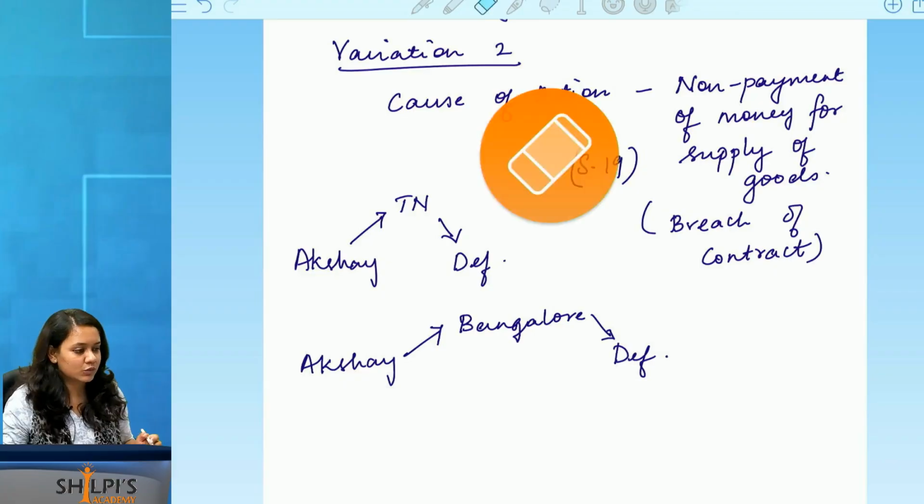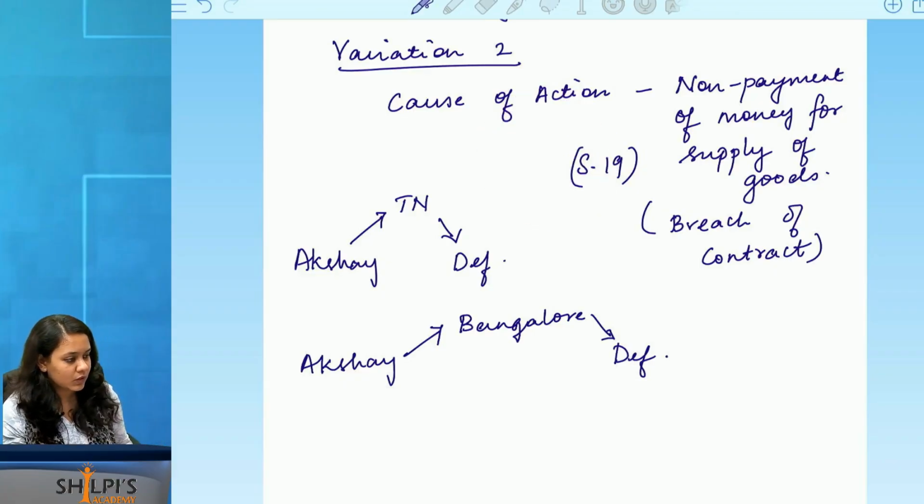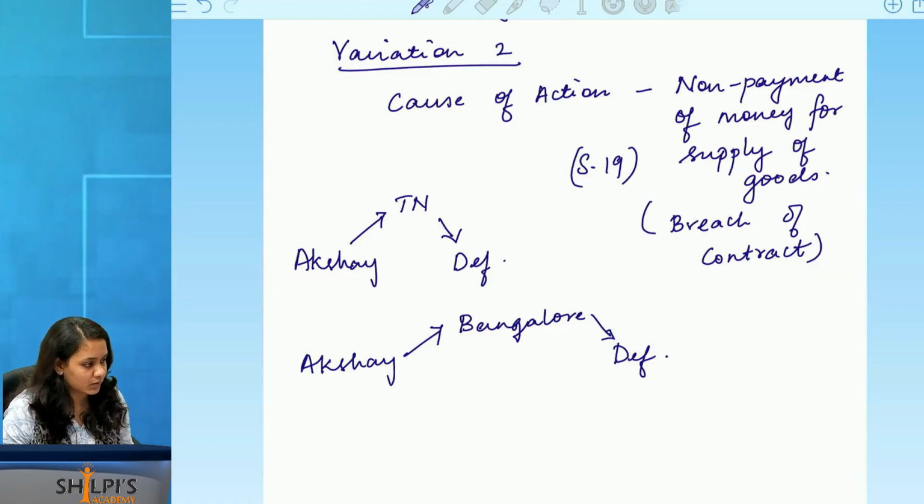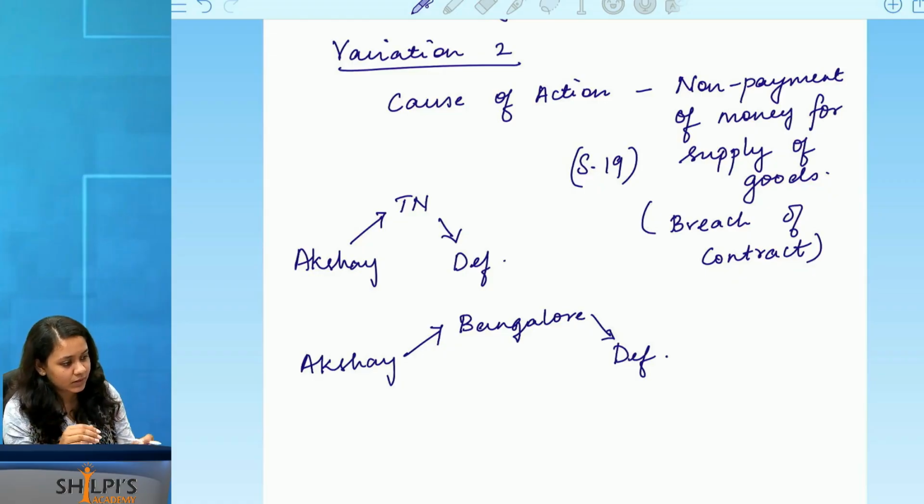Court in Tamil Nadu can rule in favor of Akshay. Court in Bangalore can rule in favor of the defendant. So then, which ruling do you follow? And please understand that we are assuming that both the courts have jurisdiction to try the matter. The question is, can both the courts hear the matter at the same time? The answer is no. But the question is, does it happen? Definitely yes. You will have people instituting suits wherever they feel like.